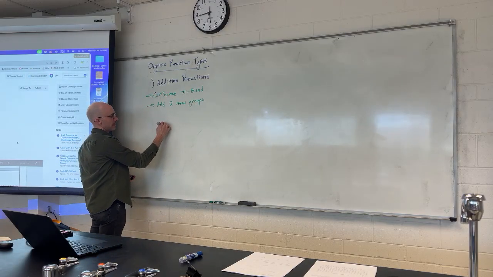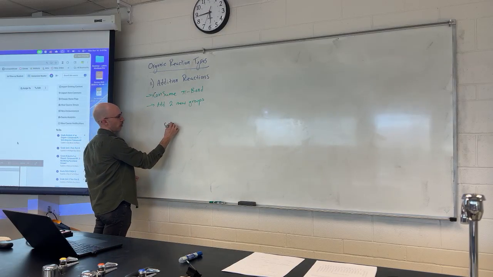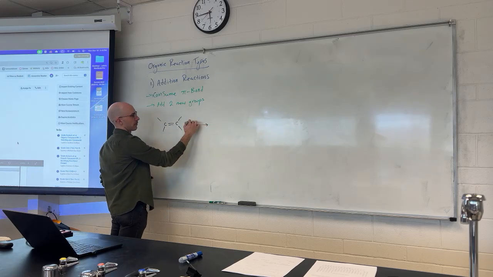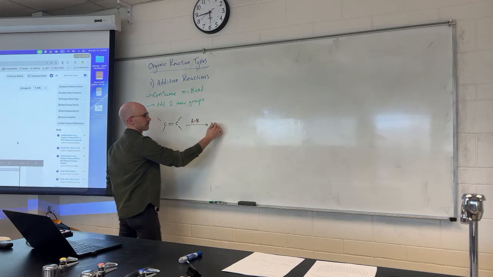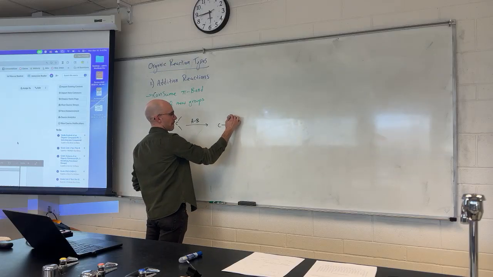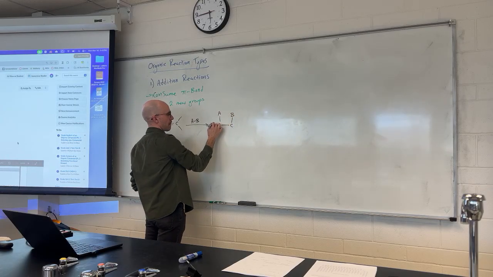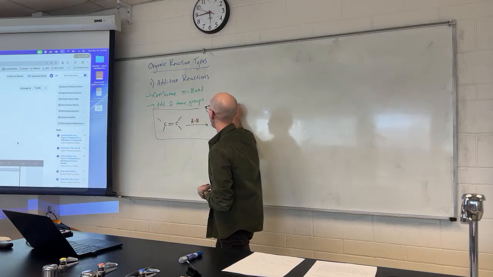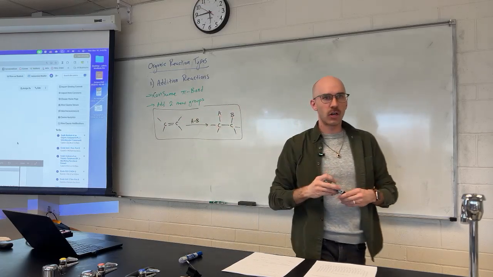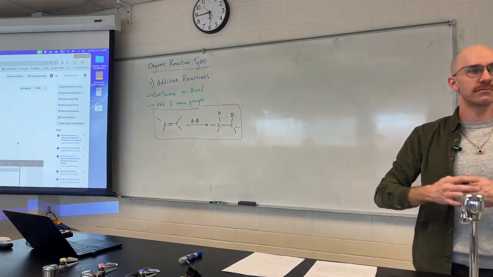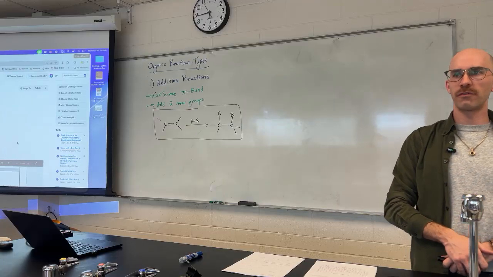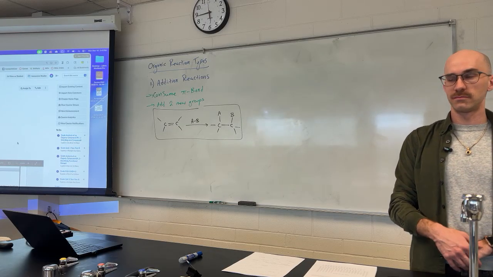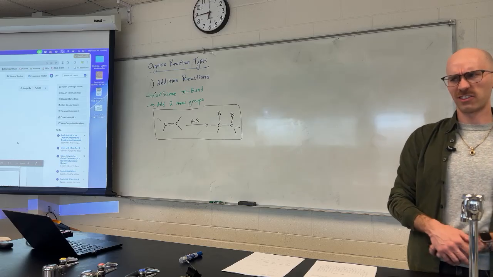We'll be dealing in this semester a lot with carbon-carbon bonds. So to give a generic example here, this is the addition of AB across what functional group? Alkene.